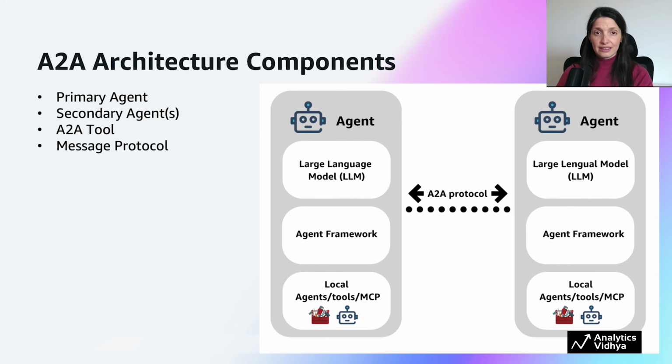Let's understand the key components of A2A architecture. First, we have the primary agent, who starts communication and delegates tasks. It's like the manager. Then we have the secondary agent, or agents, that receive tasks and provide responses, the specialists. And we have the A2A protocol that handles protocol details for seamless communication between the agents. Now let's build an A2A application.